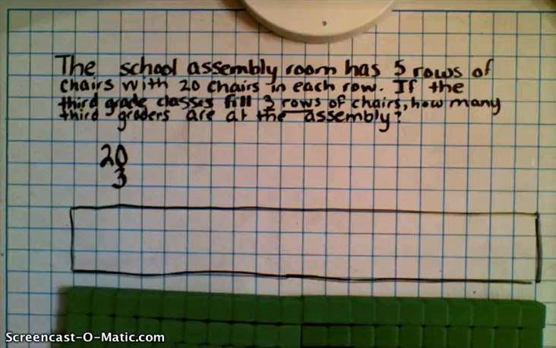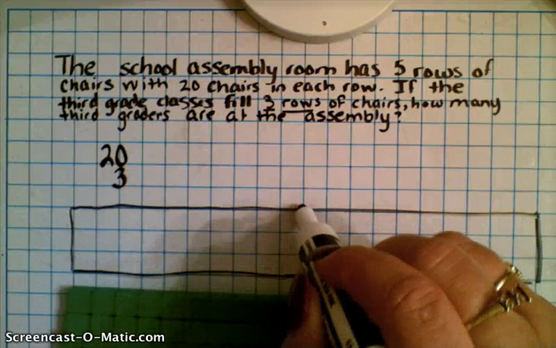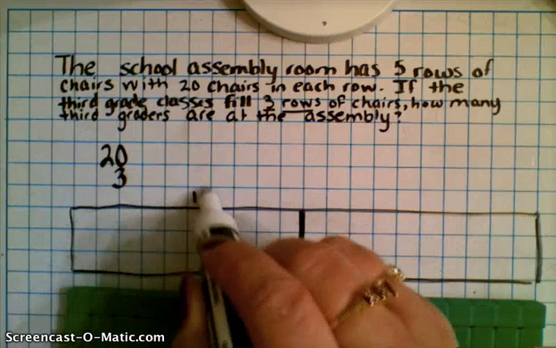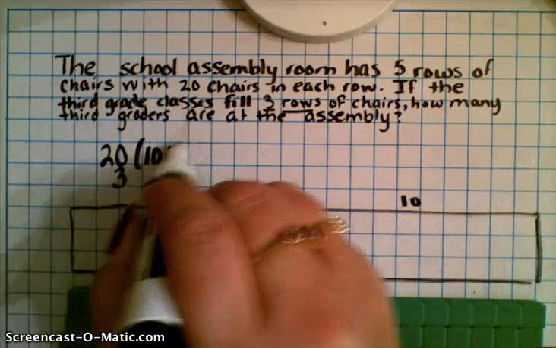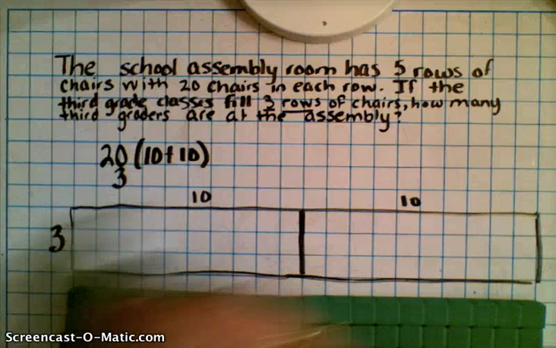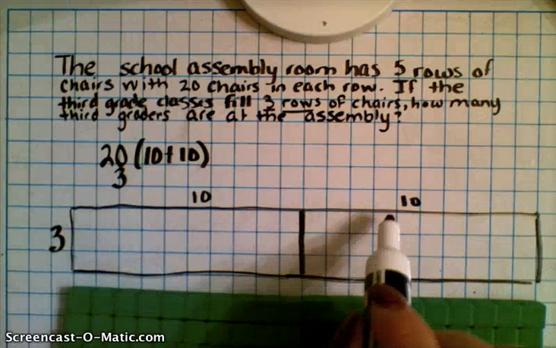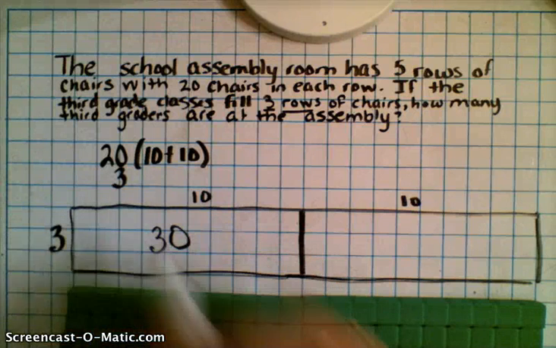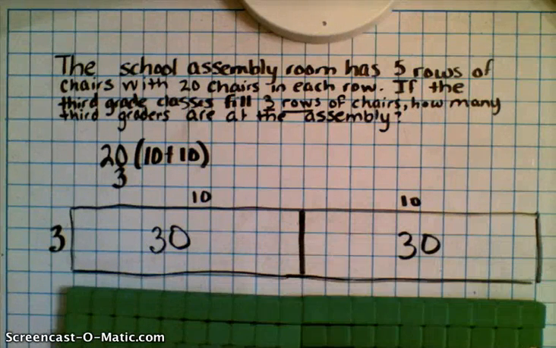Now if you think back to the distributive property, we learned that we could break apart a number. So I'm going to break apart my 20s into 10 plus 10. Okay, so now I'm multiplying 3 times 10 plus 3 times 10. 3 times 10 is 30. And 3 times 10 is 30 again.